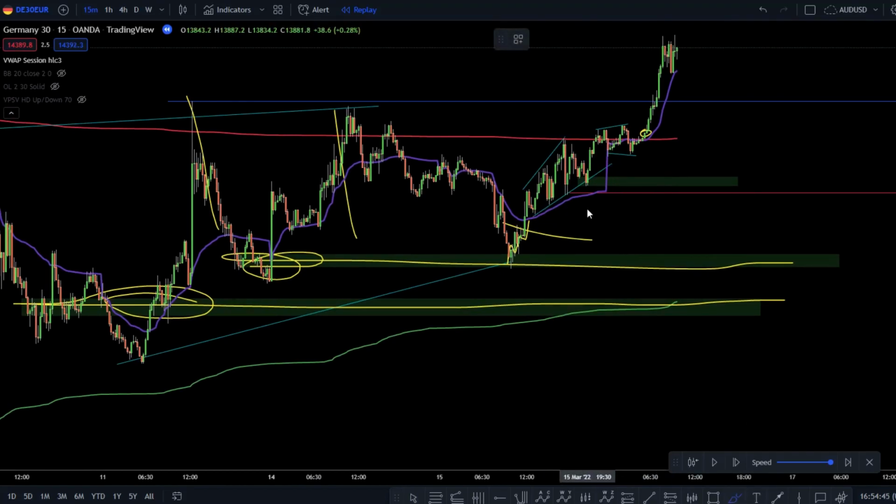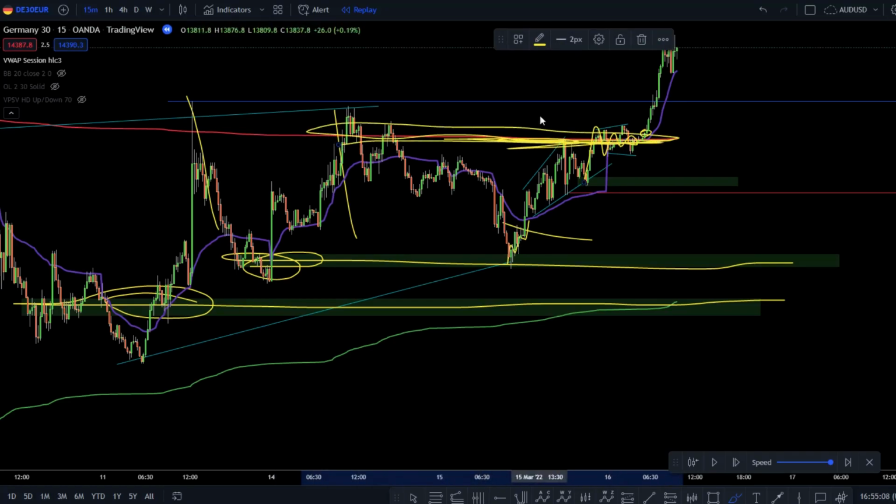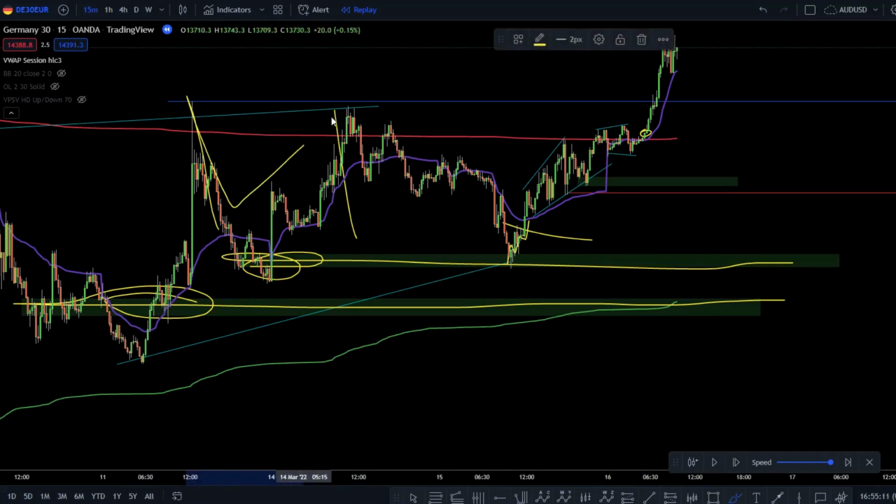We looked at how the structure was developing. We saw buyers were gaining control, higher highs, higher lows, above VWAP. VWAP, look at it, it was curving upwards now, gaining strength. And then here, another bullish flat structure above and trading right at this area where sellers had been in control. So this is how I looked at the DAX, and this is my thought process when trading the DAX.